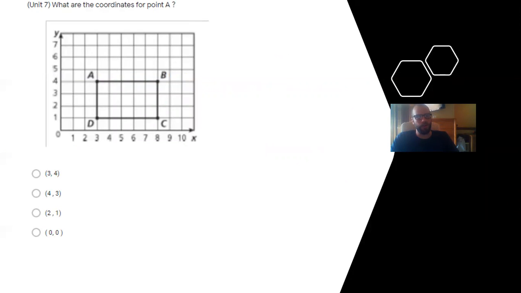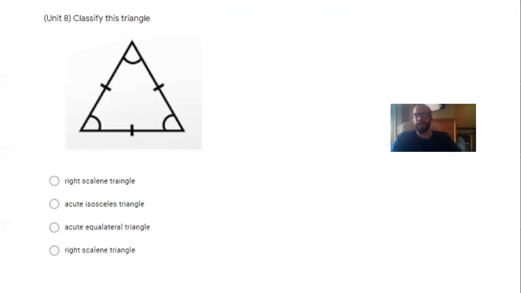Look at point A. What are A's coordinates? Remember, just like an airplane, you go over and then up. How far over? 3. How far up? 4. And it's 3, 4. And finally, only 8 questions left after this, folks.